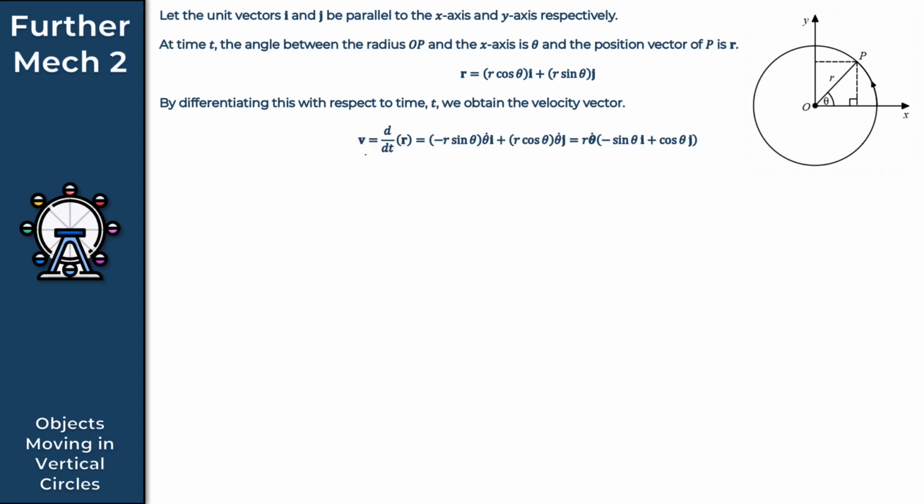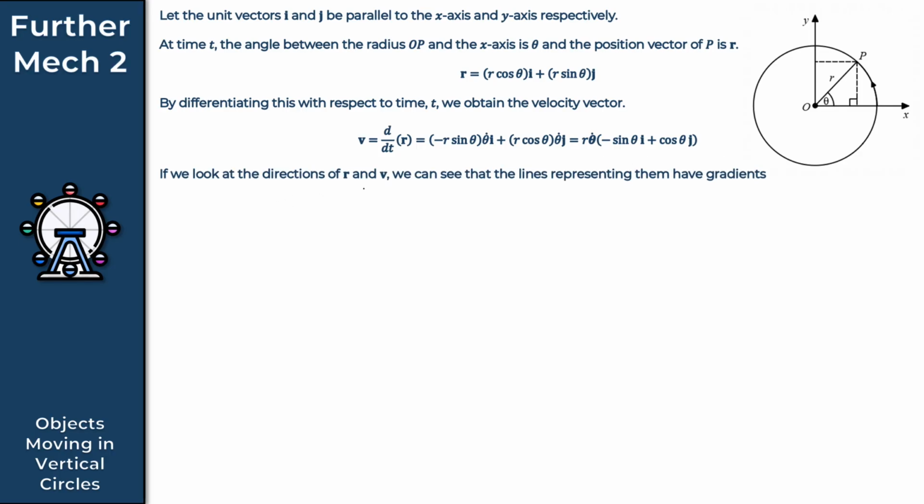So v here is equal to the following. I won't bother reading out all of this. As you can see, that's just a straightforward application of calculus. As we just said, the velocity vector is equal to the derivative of the position vector r with respect to time t, and if we do that, we obtain the following velocity vector.